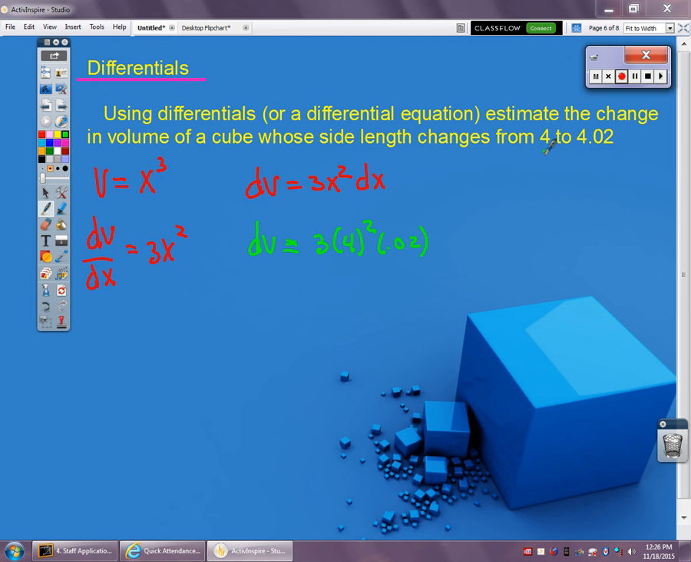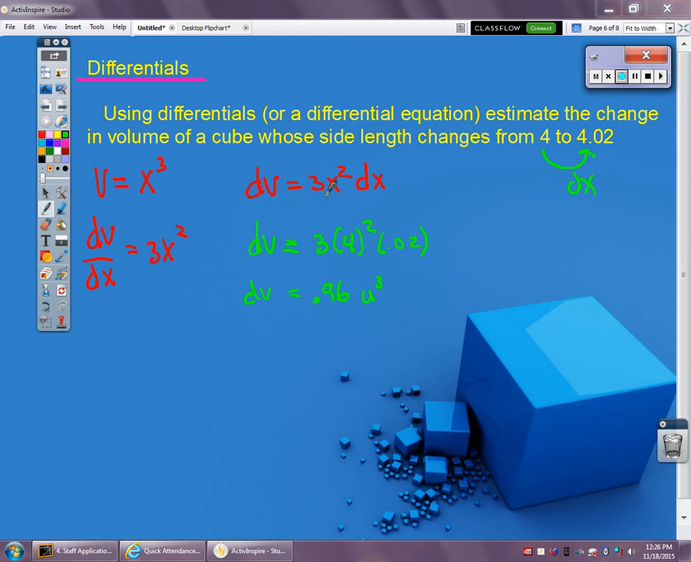So my change in volume would be 3, the x value for the side length was 4 squared, times dx. dx is the change in x. When I went from 4 to 4.02, I had a change of 0.02. So this is dx. So calculating that without a calculator, 4 squared is 16 times 3, and then multiply it by 0.02. That's going to give me my change in volume, in this case 0.96 units cubed.